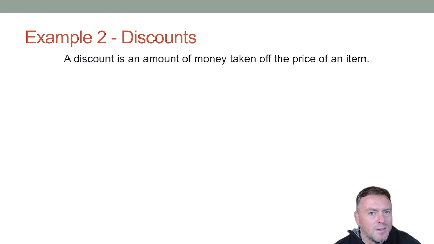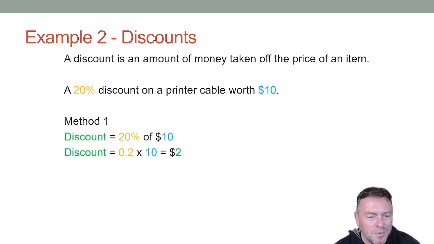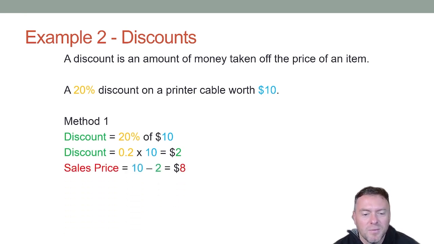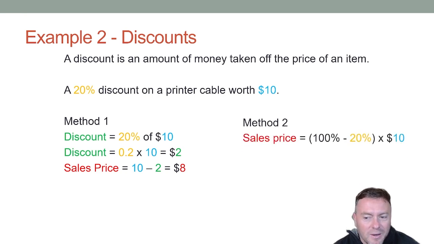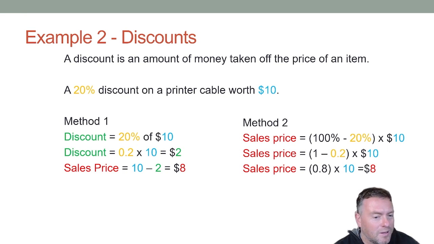With discounts is when money's taken off an amount. So if you hear a 20% discount on a cable worth $10, the old way would be to find 20% of $10, and this works perfectly fine if that's the way that you want to do it, and you get your $2. But then the sales price at the end would be $8. So you do 10 and take away the 2. The faster way is you do 100% take away the 20%. So you times 0.8 by 10, and you get your $8 as well.